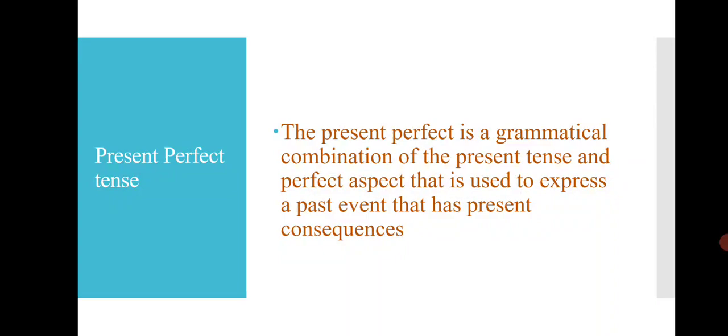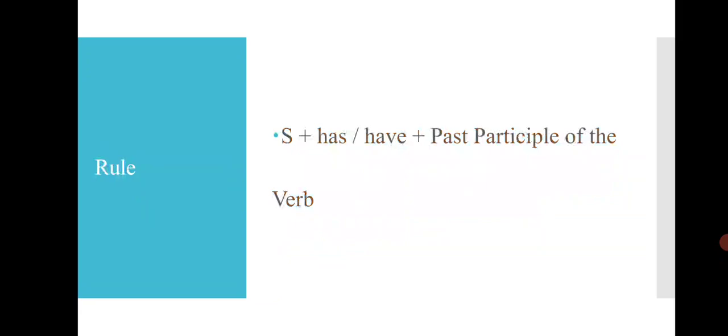So the present perfect tense is a combination of present tense and perfect aspect that is used to express a past event that has present consequences. Let us check the rule for present perfect tense. The rule for present perfect tense is subject plus has or have plus past participle of the verb. For he, she and it we use has, and for I, we, you, they we use have.